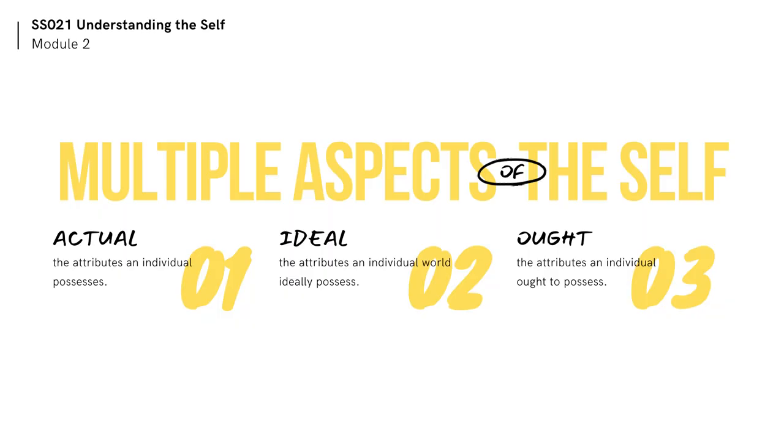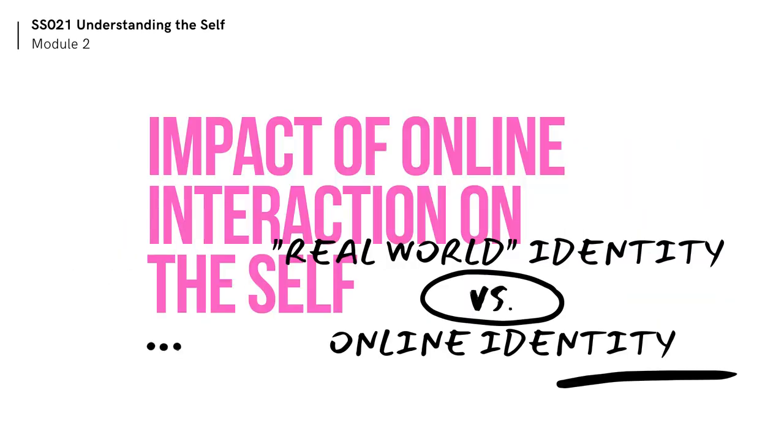The actual self refers to the attributes an individual already possesses, while the ideal self refers to the attributes an individual would ideally want to possess, and the ought self refers to the attributes an individual ought to possess. So it is meant to be possessed by an individual based on the social factors.